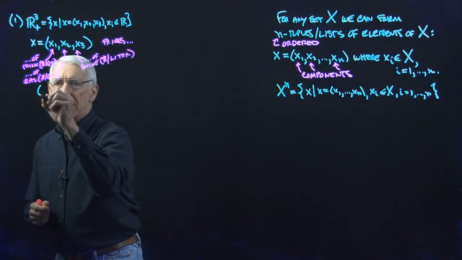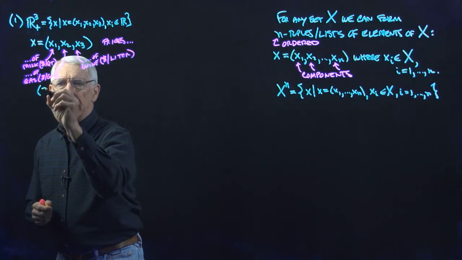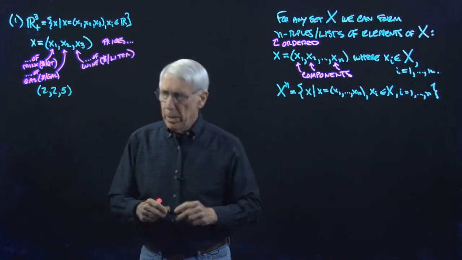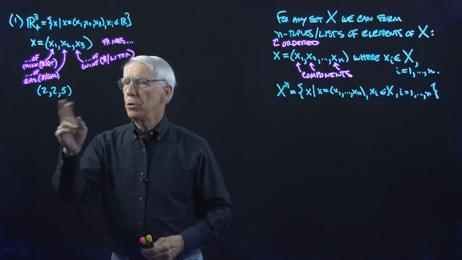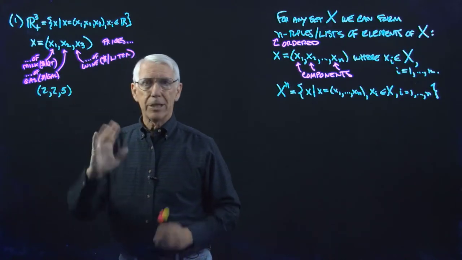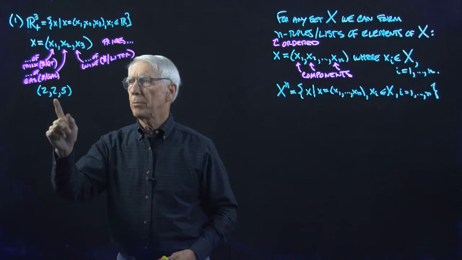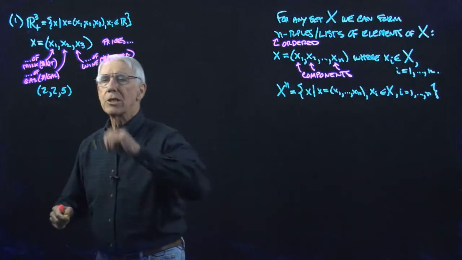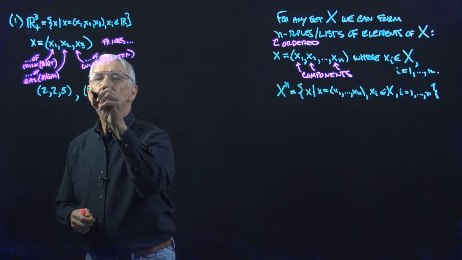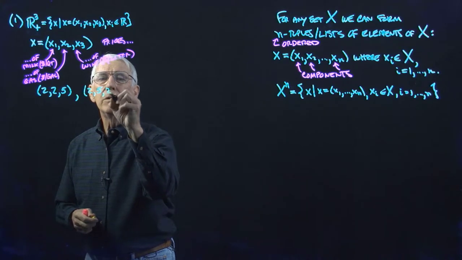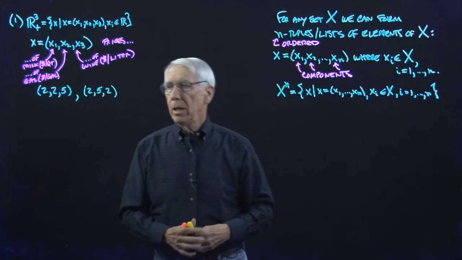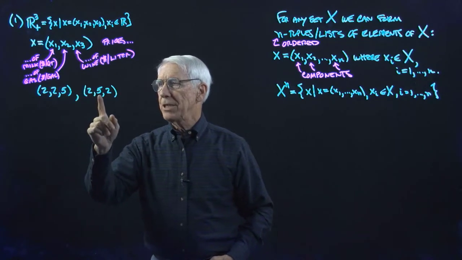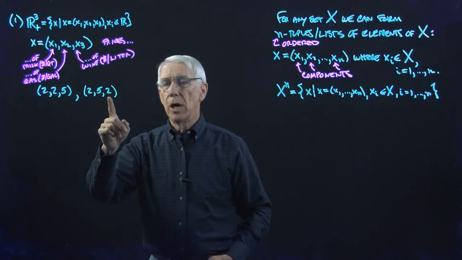And so let's consider the three-tuple, if you like, 2, 2, and 5. So that just says we're looking at a situation where the price of milk is $2 a quart, the price of gas is $2 a gallon, the price of wine is $5 a liter. Let's look at another one. Let's look at, let's say, 2, 5, and 2. Well, that would be the price of milk is $2 a quart, price of gas is now $5 a gallon, and the price of wine is $2 a liter.